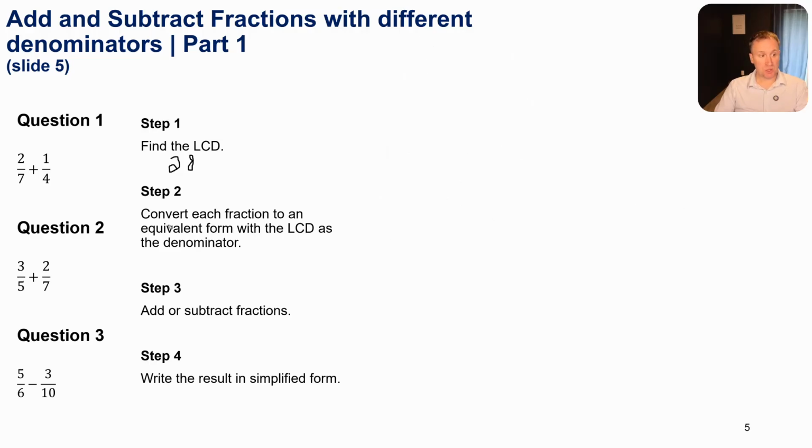Okay, so next, we can convert each fraction to an equivalent form with the LCD as the denominator here. So if I have 2 7ths and 1/4, what I'm doing in this case is I am multiplying my 7 by a 4 and multiplying my 2 by a 4.